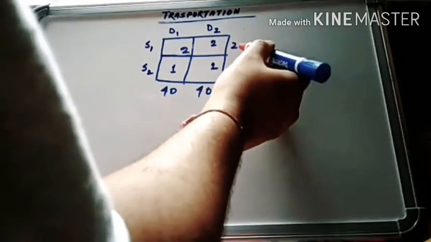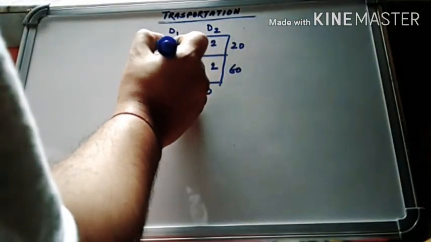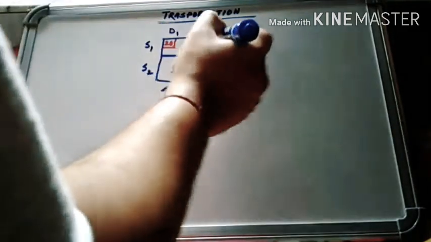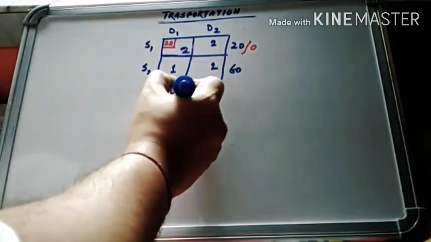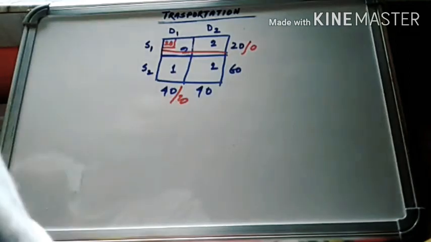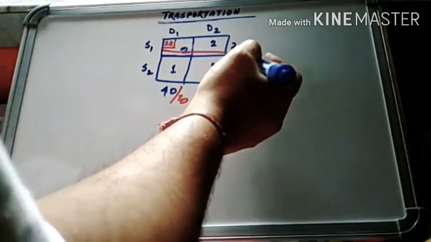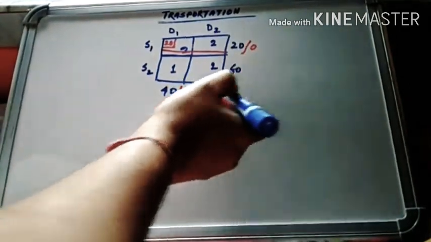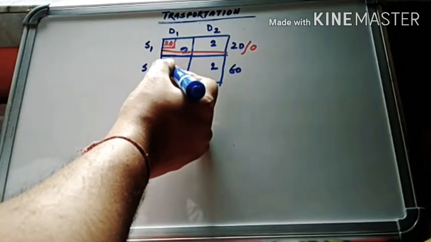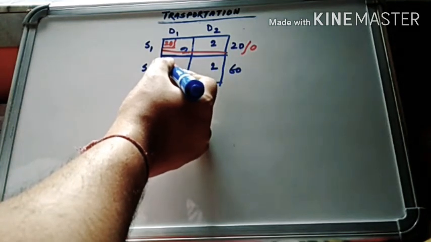Look, here is 20, here is 40. So we allocate 20 over here, the least one, and it becomes 0, and this becomes 20. Now, as it is 0, you can strike this whole row off. Next, what remains is this one, this one. This one is the northwest corner.